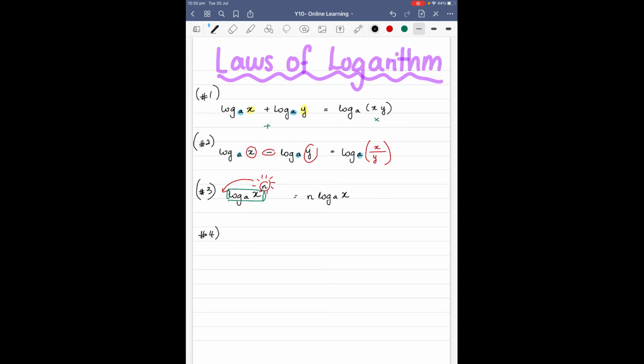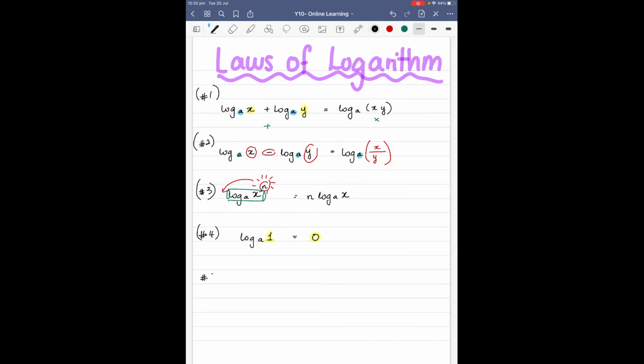Rule number 4, we have log base a 1, and that is equal to 0. That's what you need to know. How I remember this is, if you are one person by yourself, you have no one else in your life, that's how you remember log base a 1 is 0.